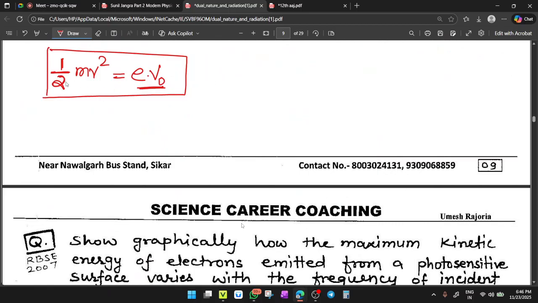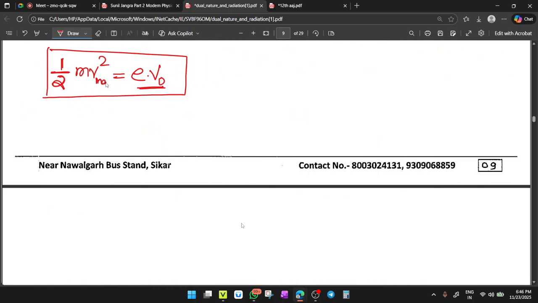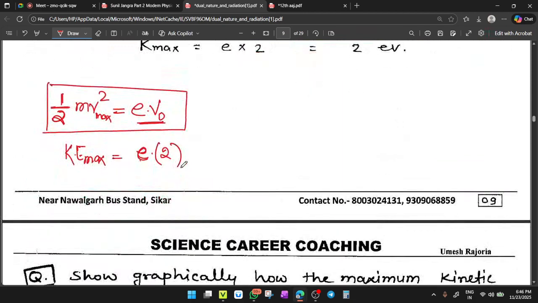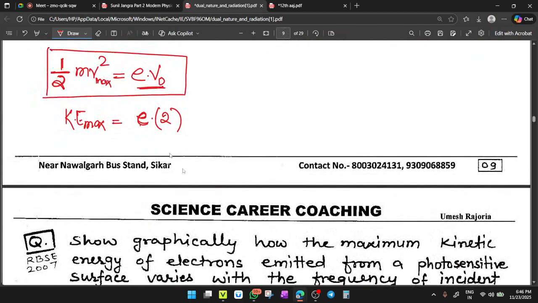As I said, for a photoelectron, the maximum kinetic energy is given by half mv square. This is called K max. For an electron, what is the charge? Charge equals e. Now, the stopping potential given is 2 volt. So the energy is equal to 2 times e, so it is equal to 2 electron volt. Because the unit of e is coulomb: 1.6 into 10 to the power minus 19 coulomb, multiplied by 2 volt.